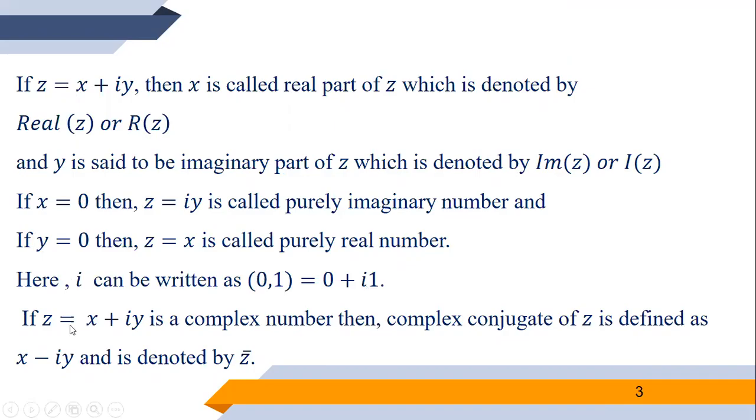Another concept: if z equals x plus iy is a complex number, then the complex conjugate of z is defined as x minus iy, and it is denoted by z bar. This is the conjugate of a complex number. So if z is x plus iy, then the conjugate of the complex number, we write z bar, and z bar is nothing but x minus iy.